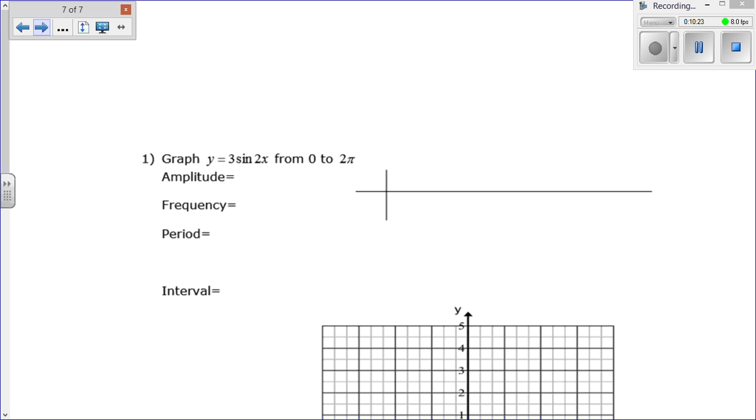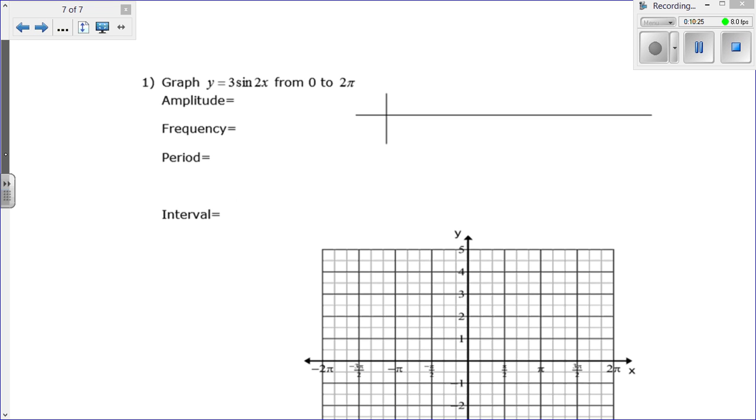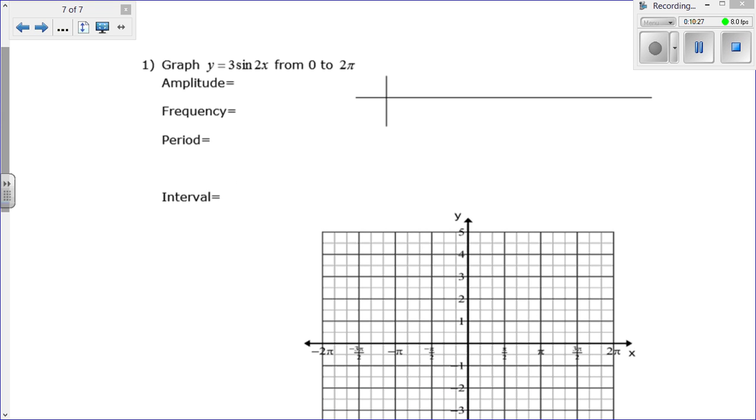All right, last page. Graph y equals 3 sine 2x from 0 to 2 pi. Well, my amplitude is the absolute value of 3, which is 3. My frequency is the b value, which is 2. The period is 2 pi divided by b, so in this case it's 2 pi over 2, which is pi. And my interval is then the period divided by 4, so it's pi over 4.